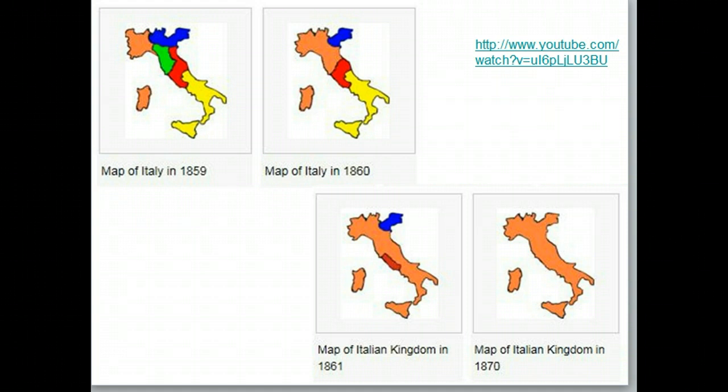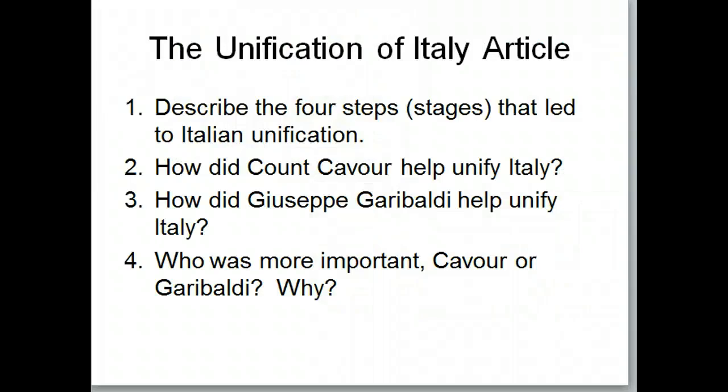Now in class, we went into a little bit more detail, talking about the 4 stages of Italian unification, how Count Cavour helped and how Garibaldi helped, and then we talked about who was more important, Cavour or Garibaldi. So you should go download the article about Italian unification from Blackboard, or grab it from class, and read through it and answer the questions that are on the back, because that will help you have a better understanding of how Italy unified and how nationalism helped affect it. So stop the video, go do that, and then come back.